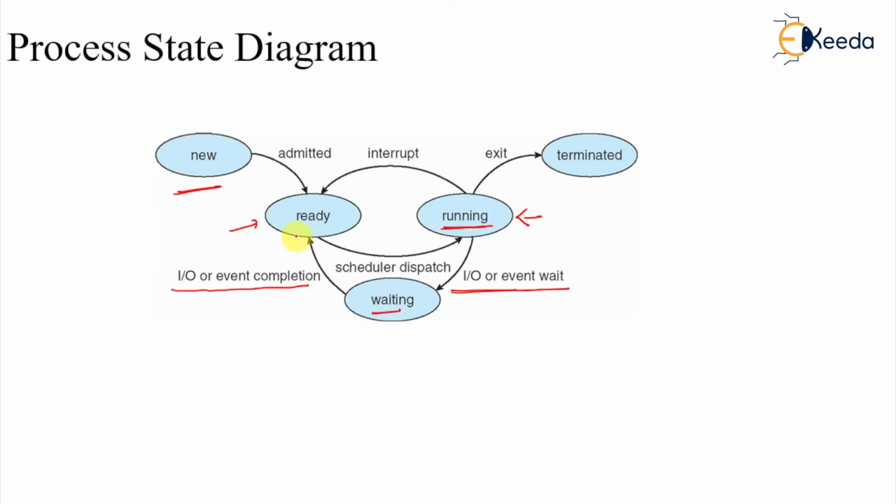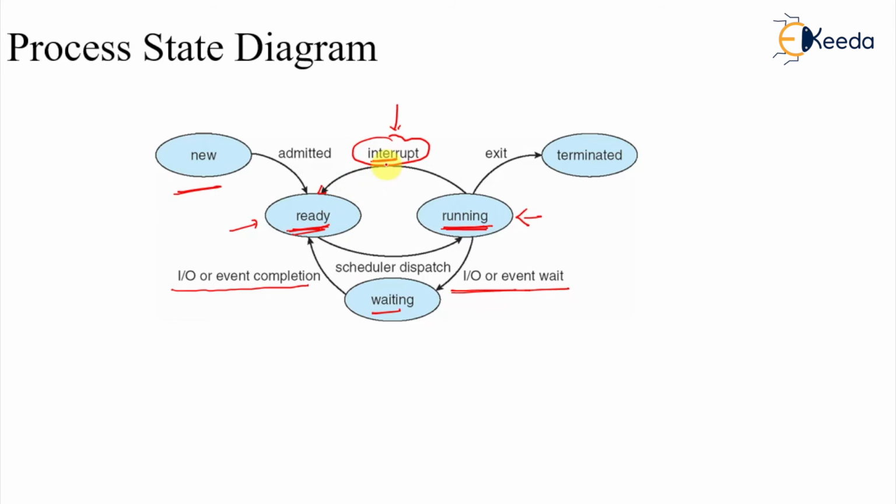So there is nothing new. This is the same as your non-preemption system. The only new thing here is that a running process can go directly to the ready state if an external event occurs, and that event in this case is an interrupt, right? So upon interrupt, we will save the process and the state will again go back to the ready state.